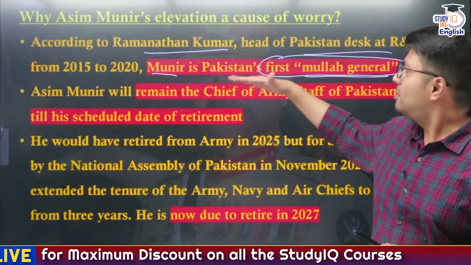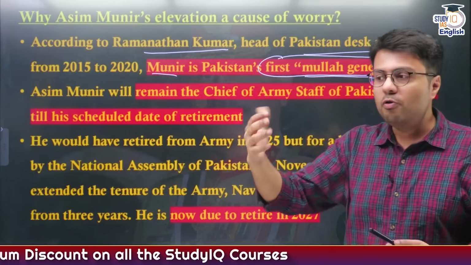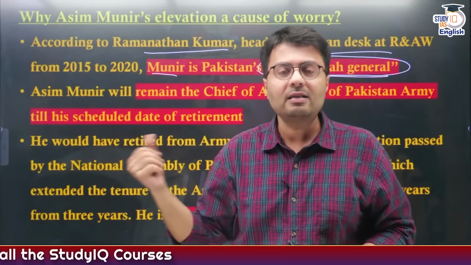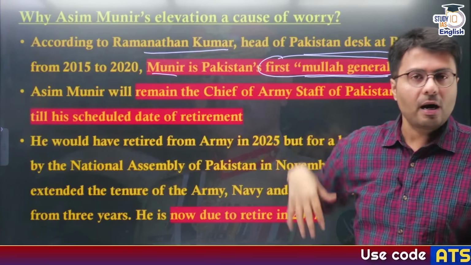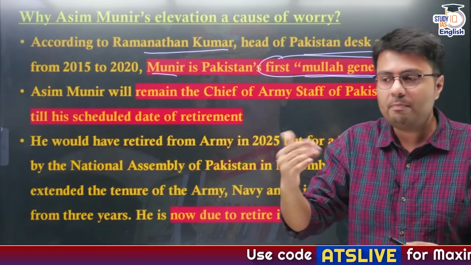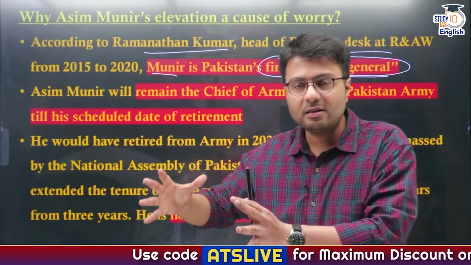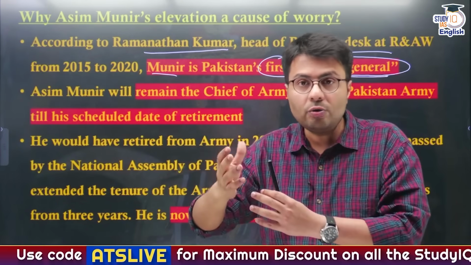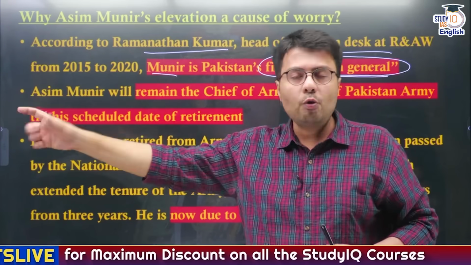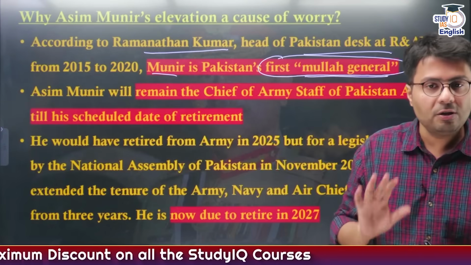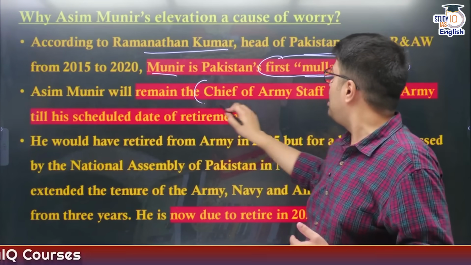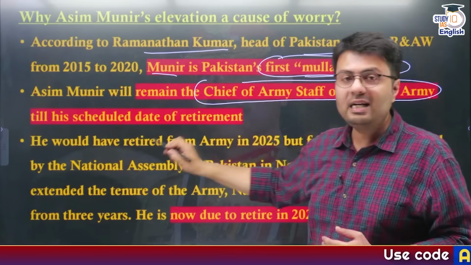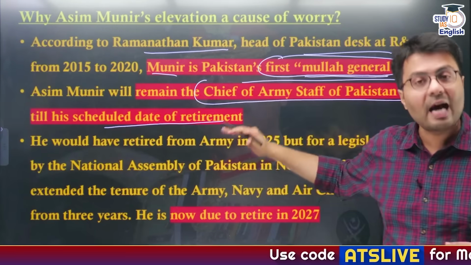But when a person who is called a Mullah General, who associates closely with the radical sects of Islam, is elevated to a supreme post in the Pakistani armed forces, it is a cause of worry, because this will shift Pakistan's intention from its ongoing issues towards a more radical approach, which might be detrimental to India's interest, right? Similarly, Asim Munir will continue to remain the Chief of Army Staff of the Pakistani Army till the scheduled date of his retirement, right?